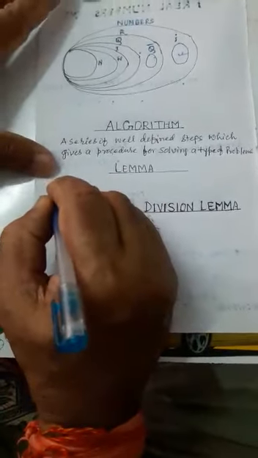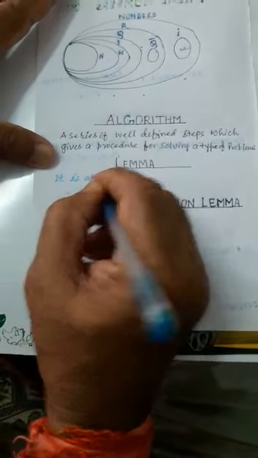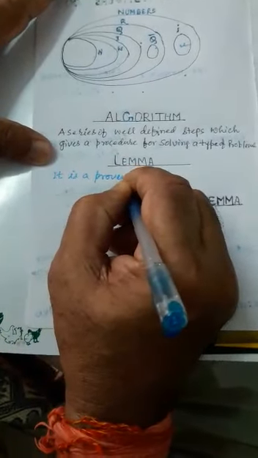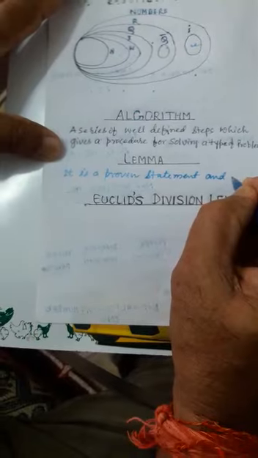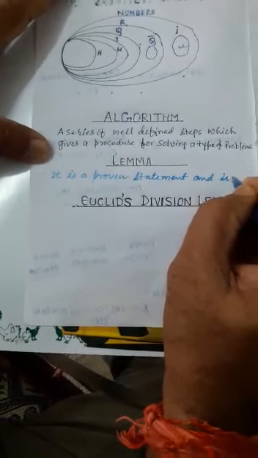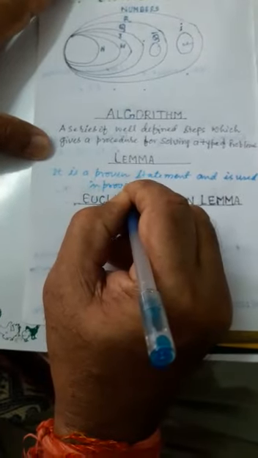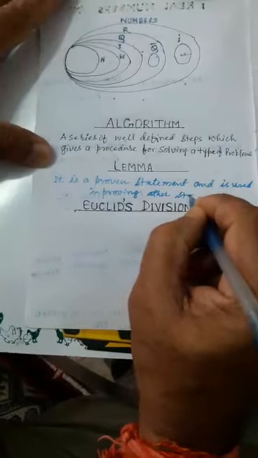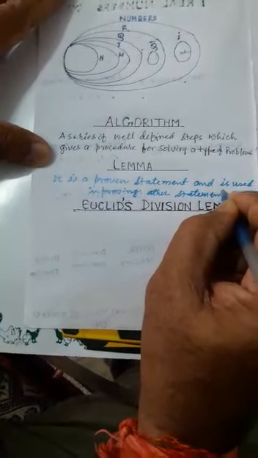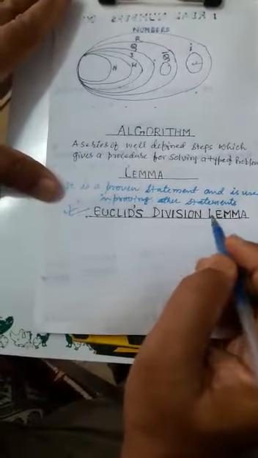Lemma. A lemma is a proven statement, and it is used in proving other statements. And the most important part is Euclid's division lemma.